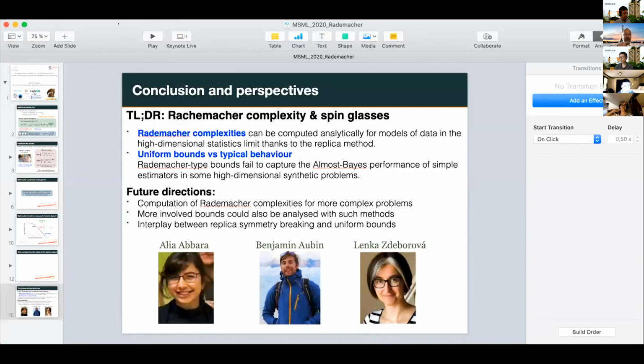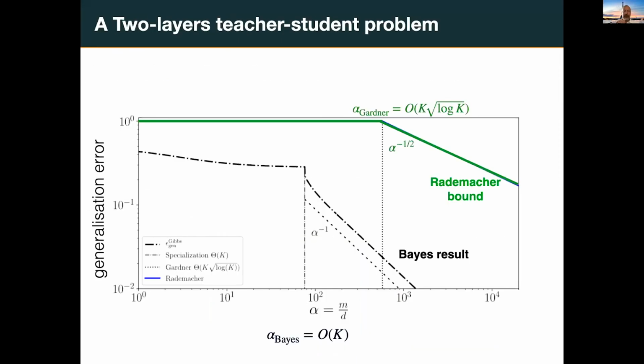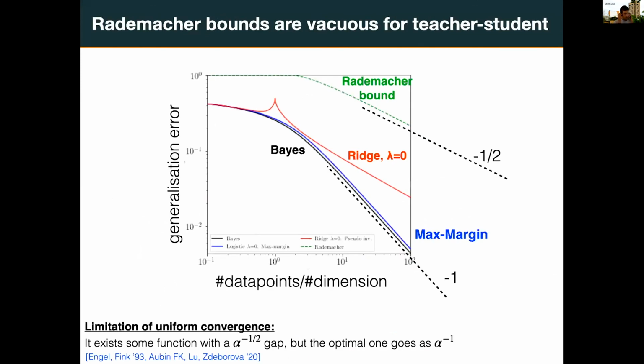So I had a question for you actually that I'll take the opportunity to ask. On the teacher-student example that you showed, is there any computational gap? You showed us the Bayes and the Rademacher bound, but what can you do computationally? Very good question. Let me go back to the slide if you don't mind. Do you see them? Yes, we see them. I assume your question was not about this one, because that was with a convex problem. So yeah, the other one.